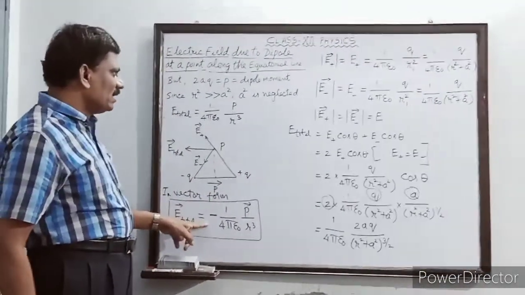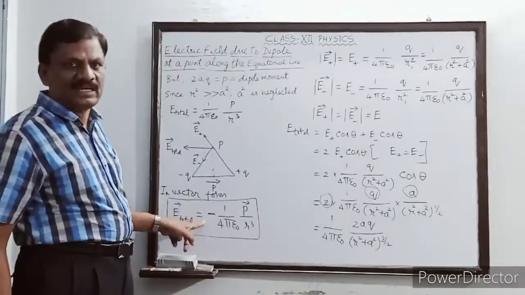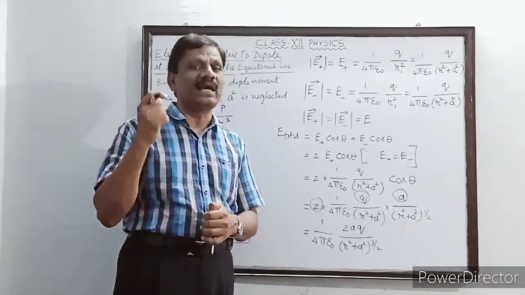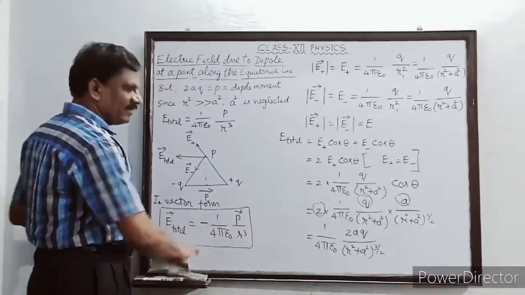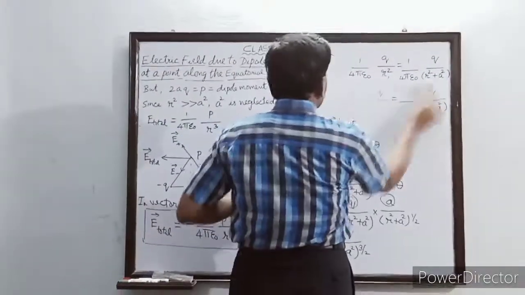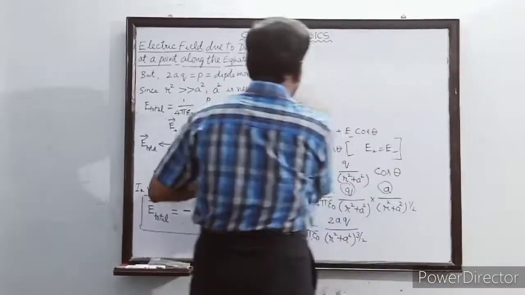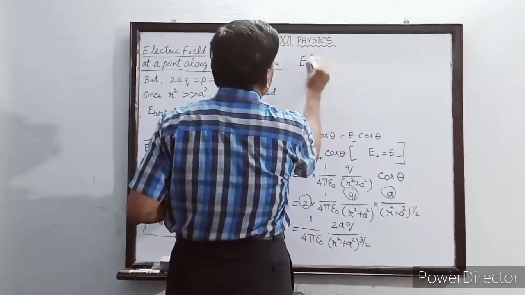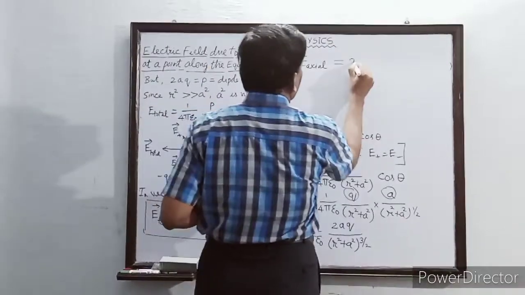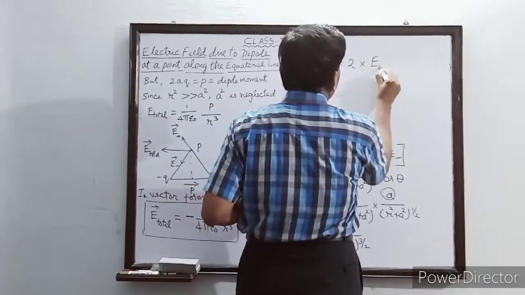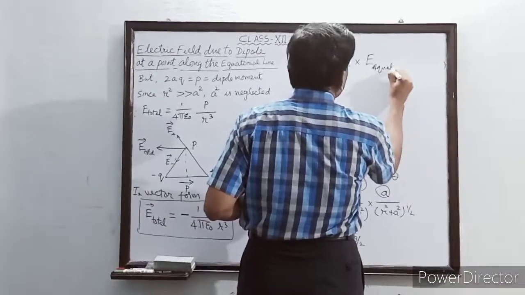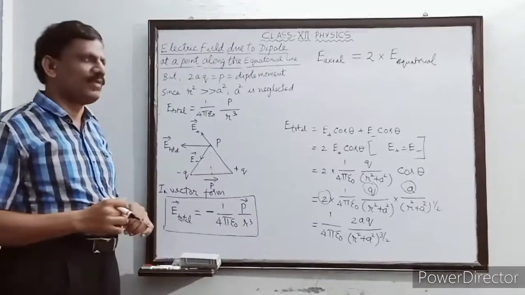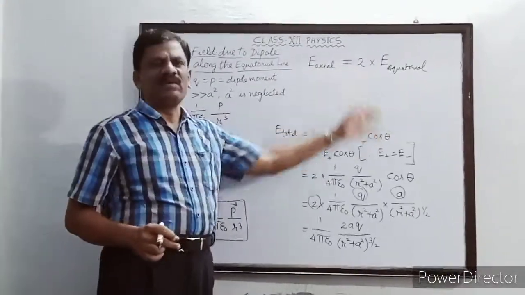So from this one very important fact is known to us. Along the axial line we have already derived an expression for E axial. The magnitude of E axial is equal to twice the magnitude of E equatorial. This is very important information for solving numerical problems in competitive exams in the form of MCQs.